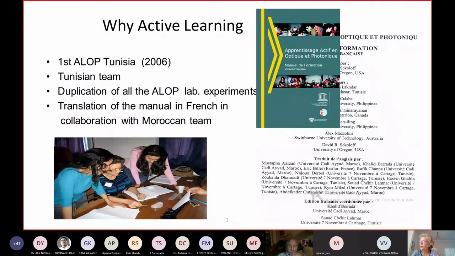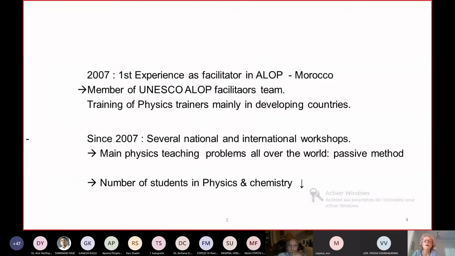In session number 1, Professor David Sokolov told you a lot about active learning and about the manual and so on. So I will come back very quickly later to the main point, to talk about what active learning is. But first, I would like to tell you that my first experience as a facilitator in an ALOP workshop was in 2007 in Morocco.